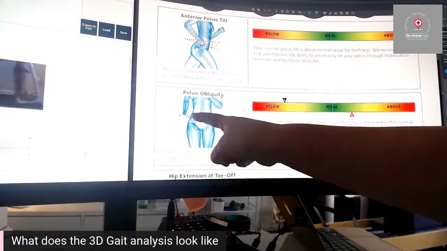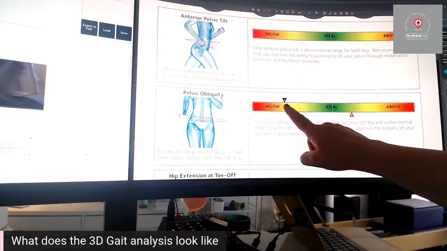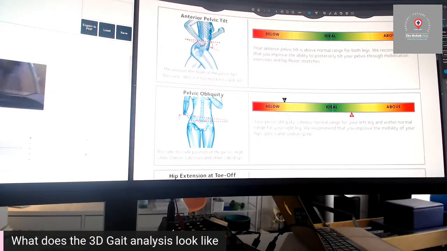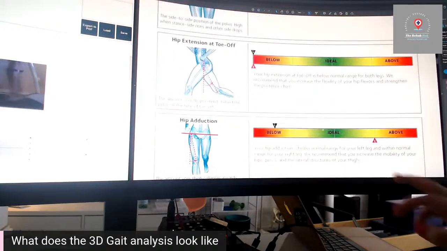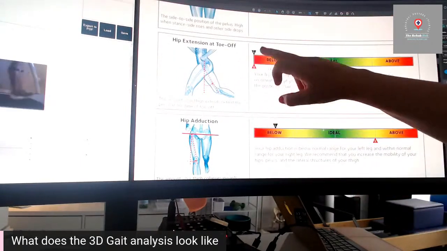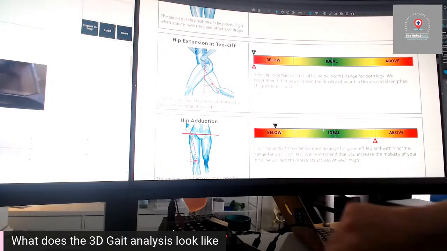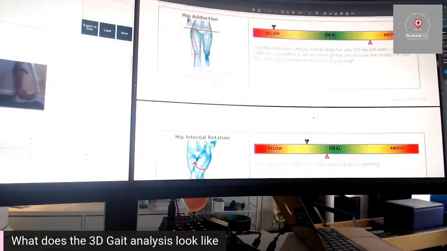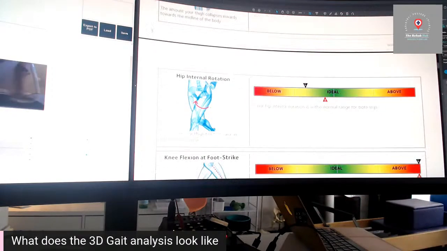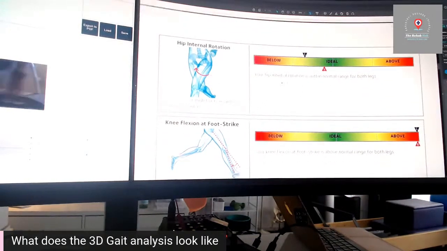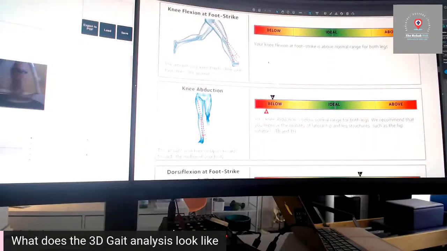With that kind of pelvic motion, that side to side motion, we can see the left side is below and the right side is above. In an ideal world, we want to see them close together. Hip extension at toe off, both left and right side are really below average. Hip adduction, left side below, right side up. So it's really nice and easy for the patient to identify, but we essentially produce a big interpretation report, and they get a big rehab program with this as well.